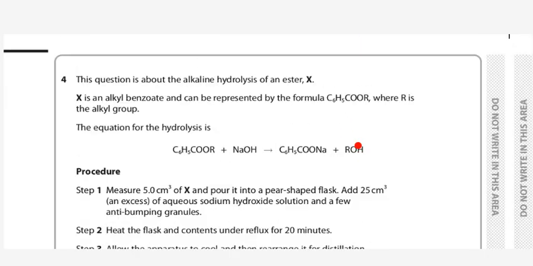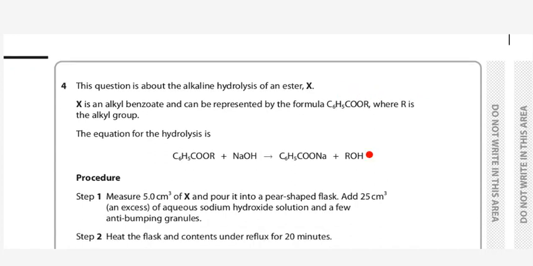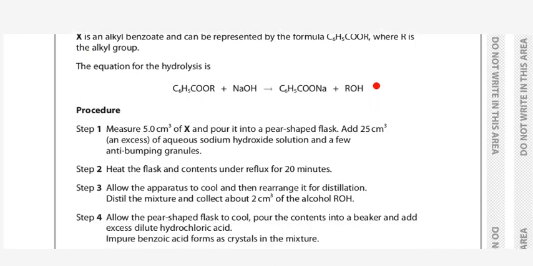Final question. The question is about alkaline hydrolysis of ester X. X is an alkyl benzoate, represented by the formula C6H5CO2R, where R is an alkyl group. The hydrolysis equation is given.